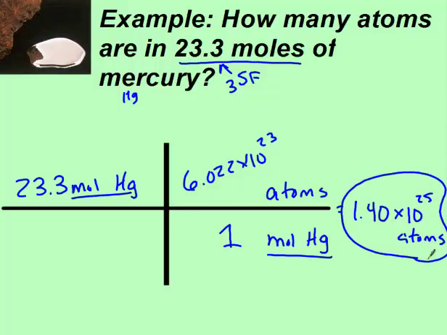A common mistake is just writing 1.40. Make sure that you're looking to the far right on your calculator and writing down that E25 number, because that represents times 10 to the 25th.